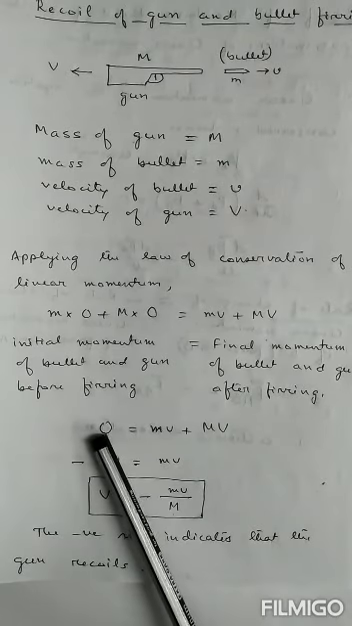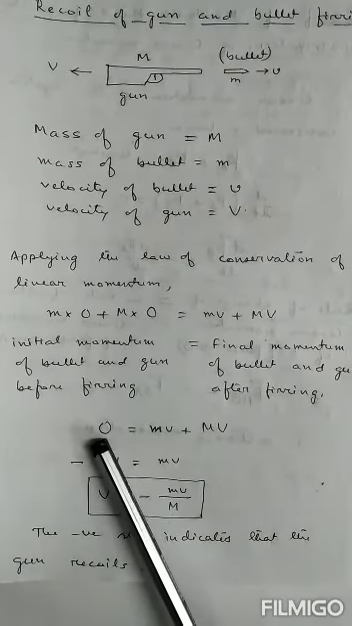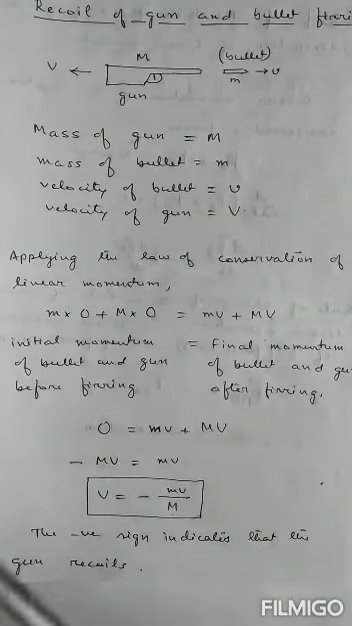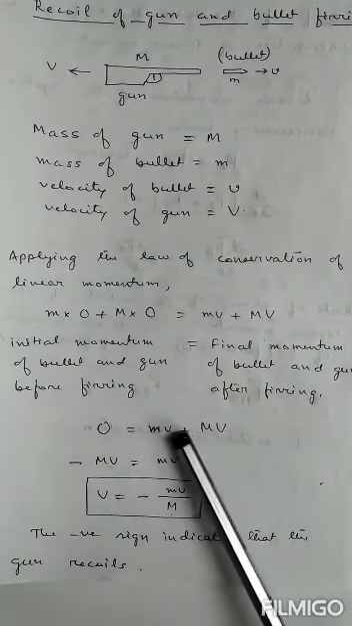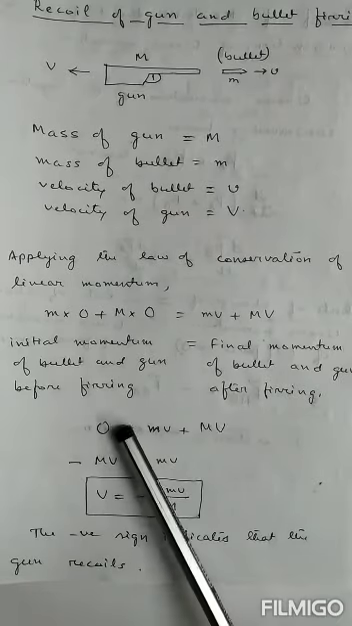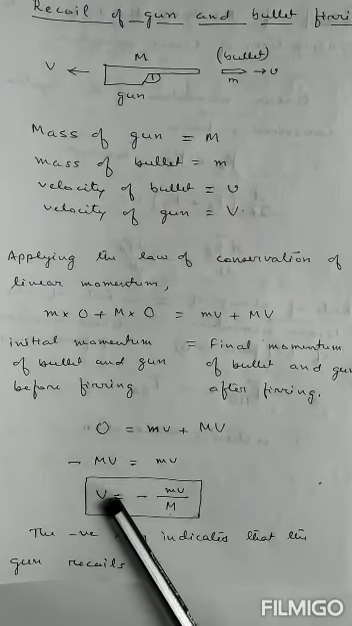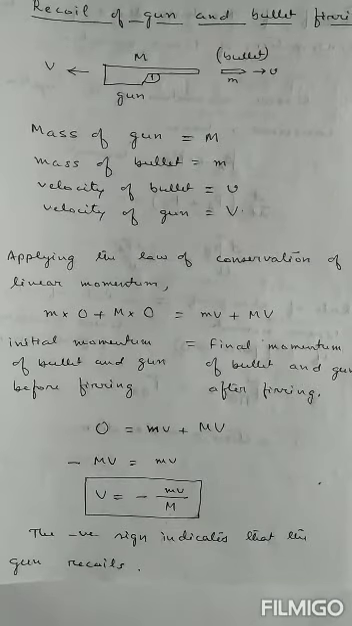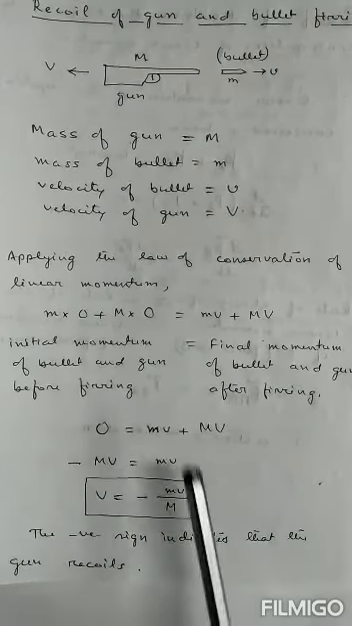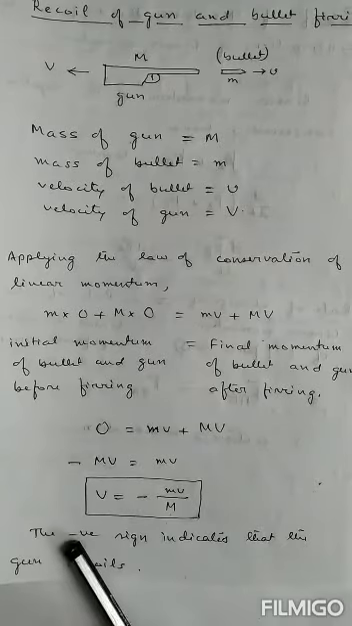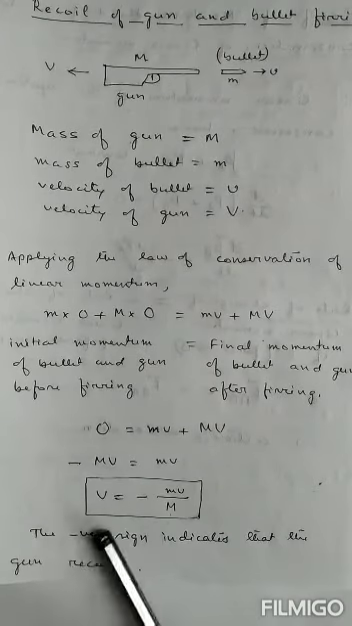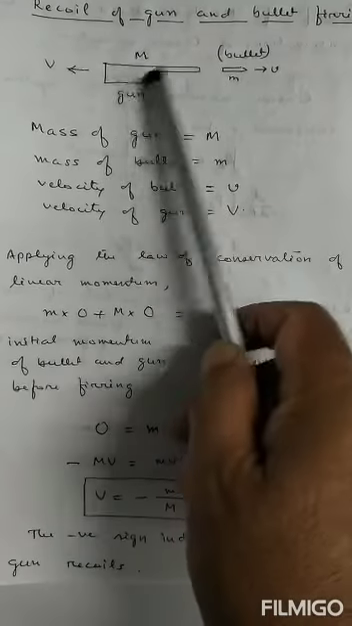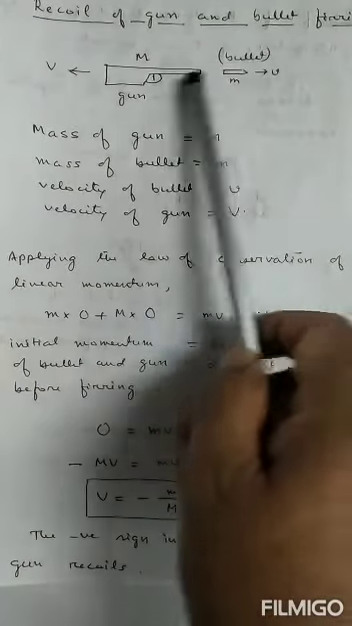Since initial momentum of the gun and bullet is 0, from conservation of linear momentum, final momentum must be 0. Therefore, small m small v plus capital M capital V is 0. Therefore, capital V is equal to minus small m small v divided by capital M. So this negative sign shows that the gun moves opposite to the direction of the bullet.